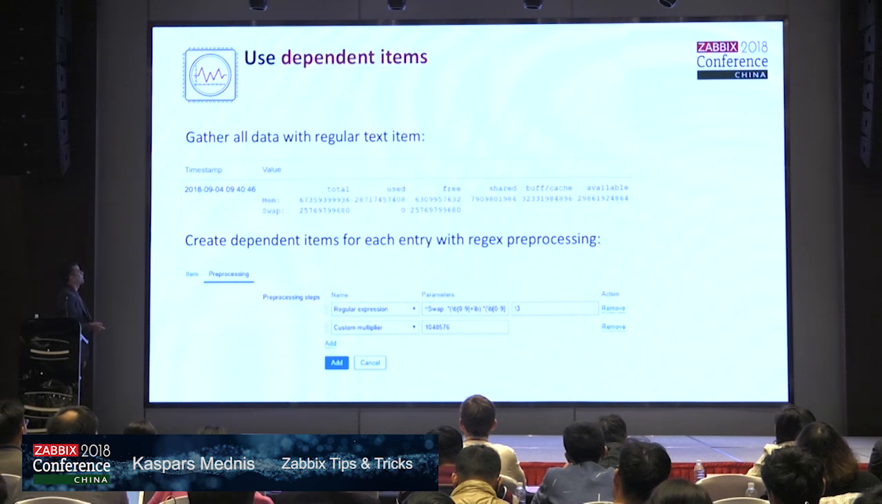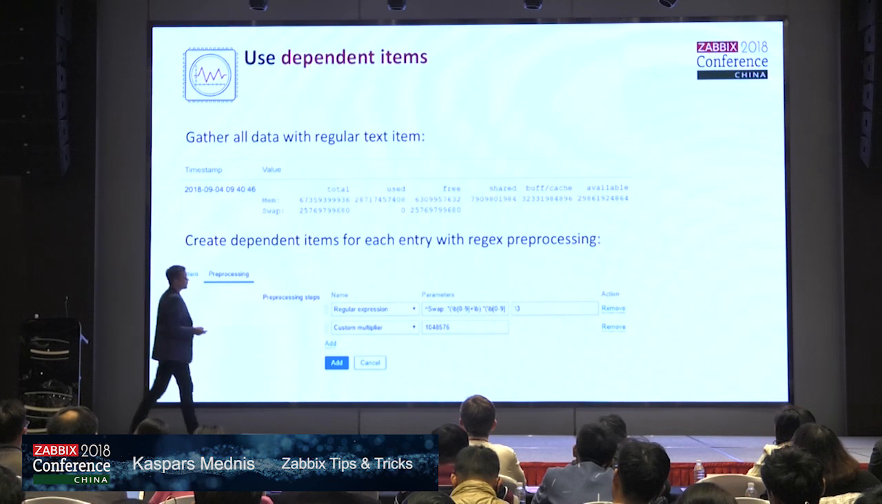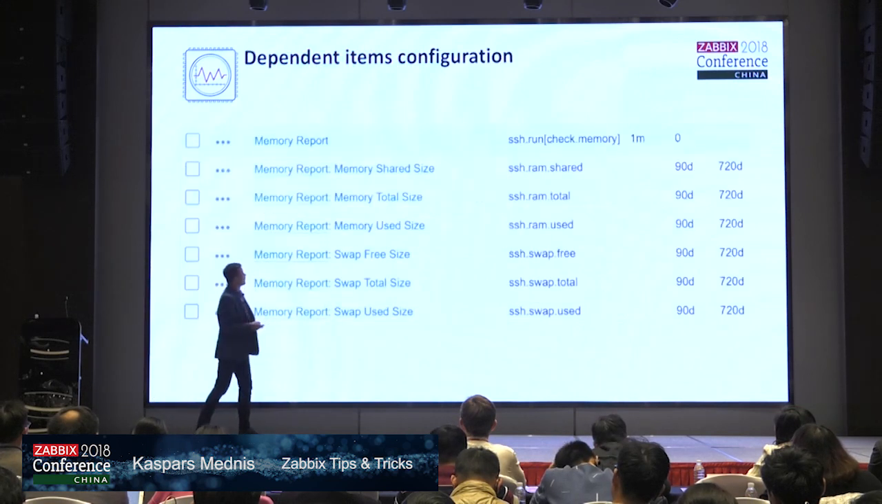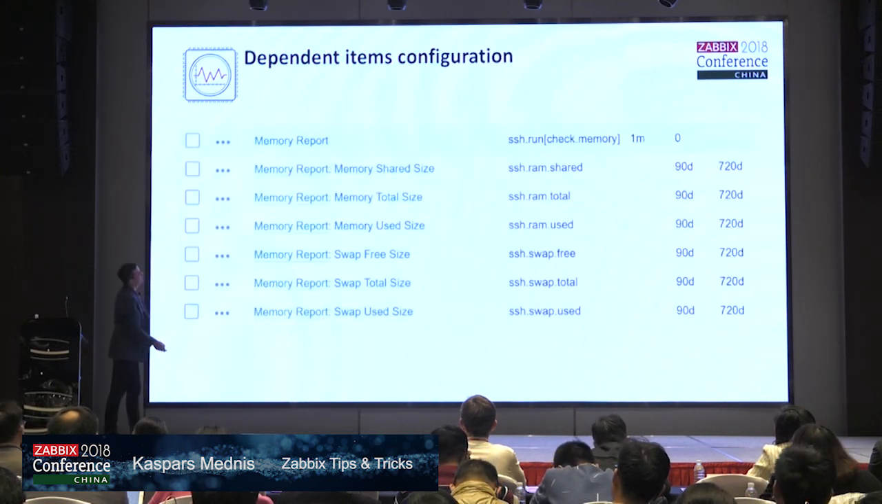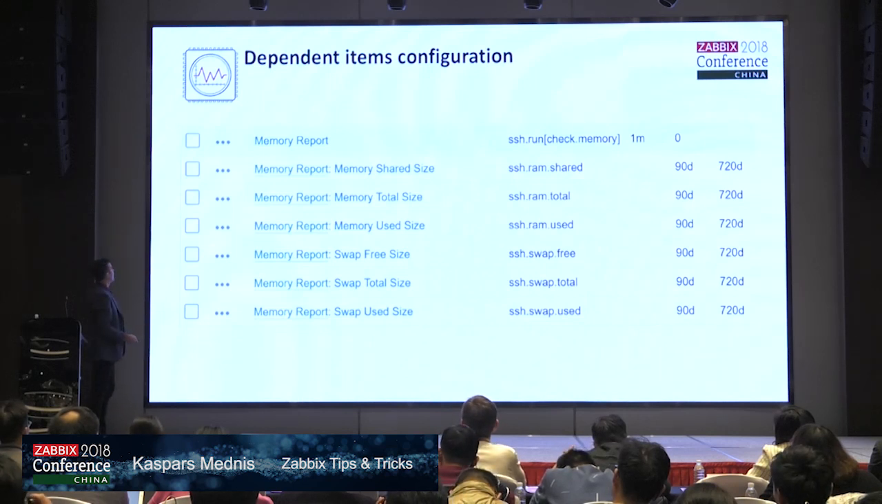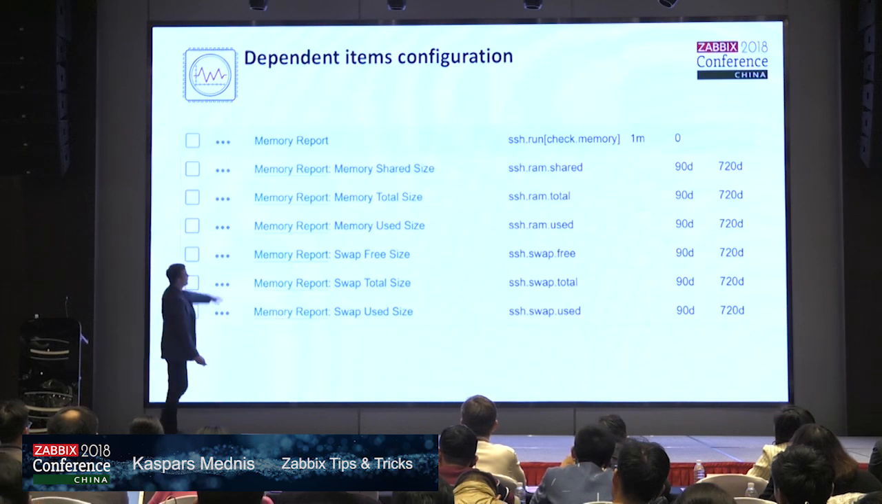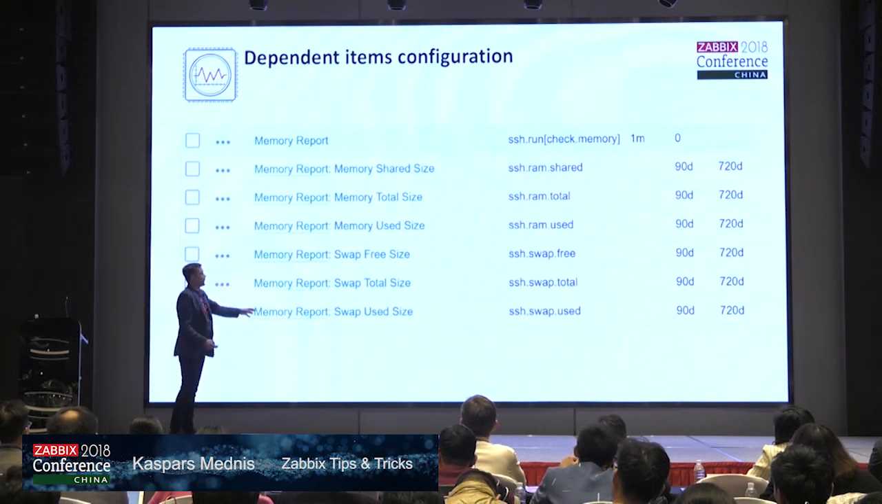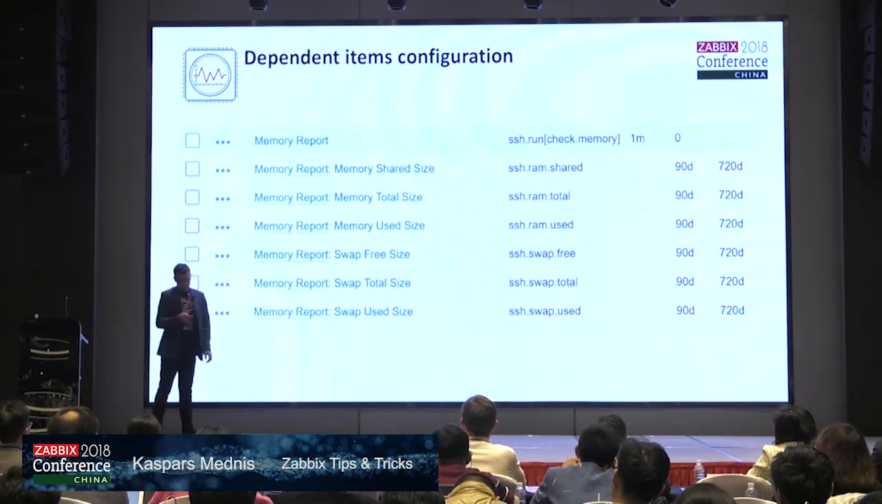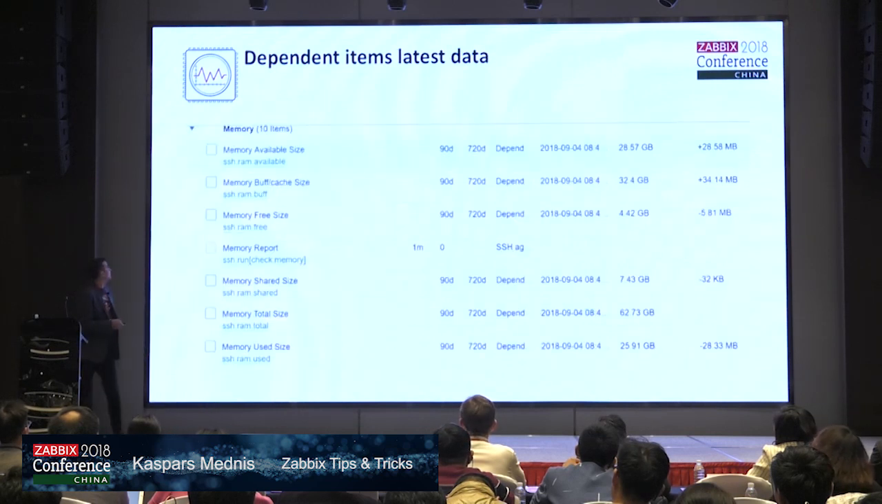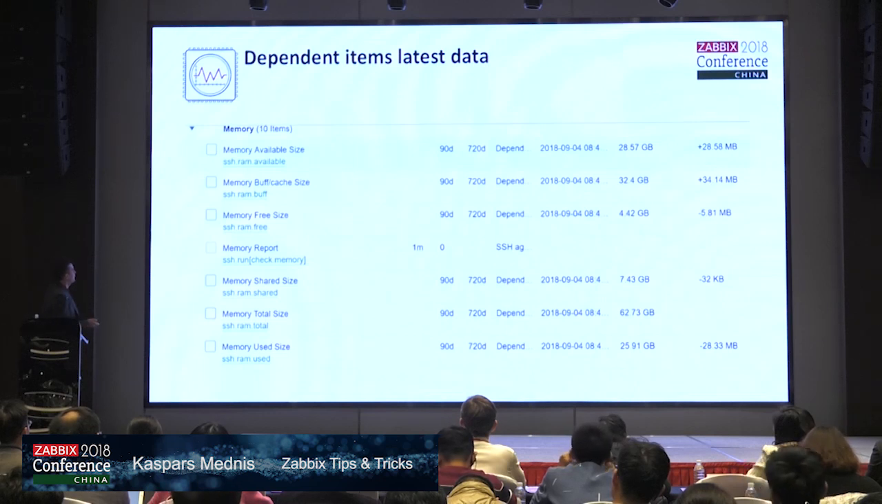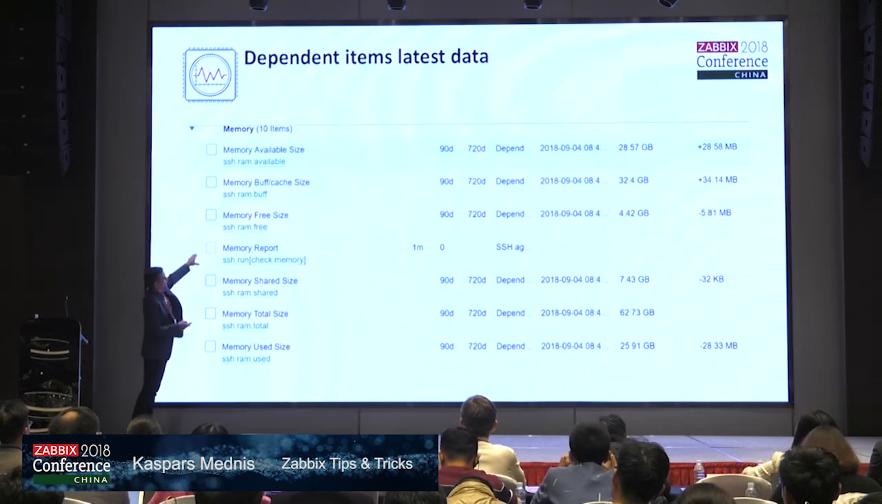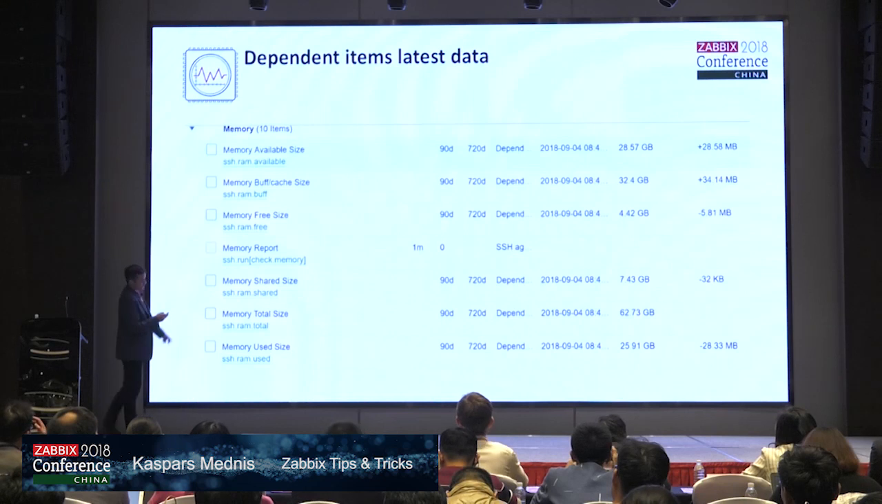Here is the real life example. So here is a textual item, here is a regular expression, and here is what we get. The memory report is not stored at all, and only the shared, total, used and free space are stored. Here is the item configuration. Yes, this one is the master item, and those are the dependent ones.